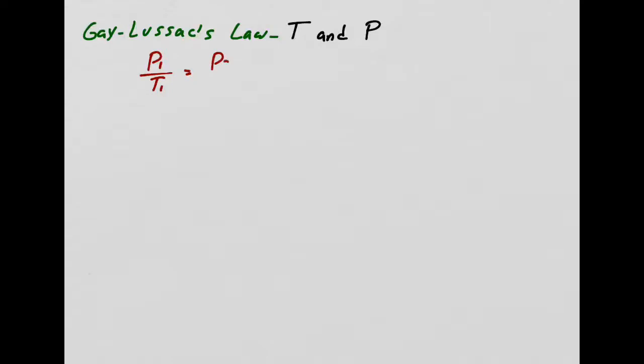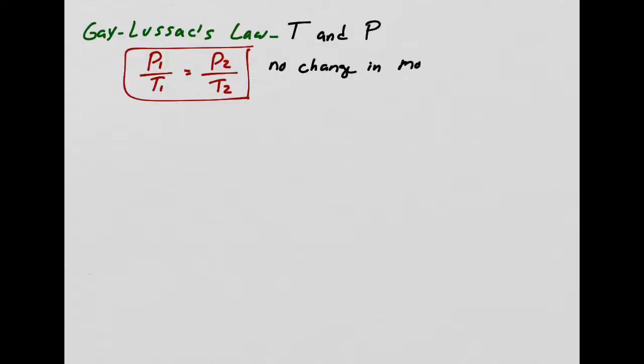All right, so the next one, there are actually two guys who came up with that. So these are the first three. And the next one is Gay-Lussac's law. The relationship that they looked at was between temperature and pressure. And that was P1 over T1 equals P2 over T2. Again, this is assuming that there is no change in moles and volume, the other two properties.